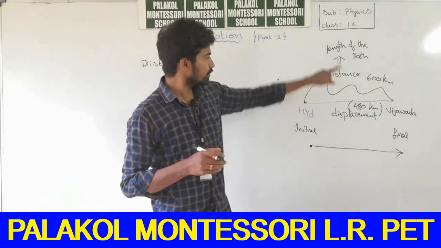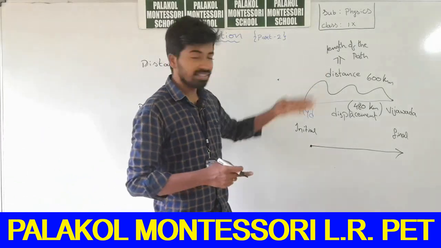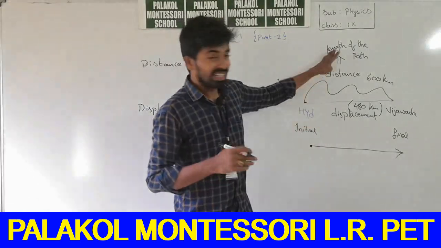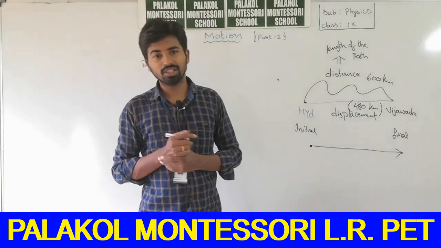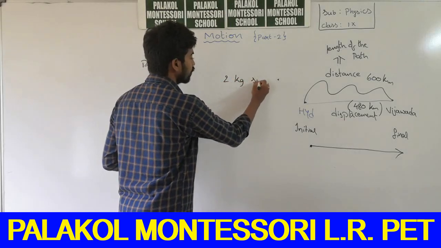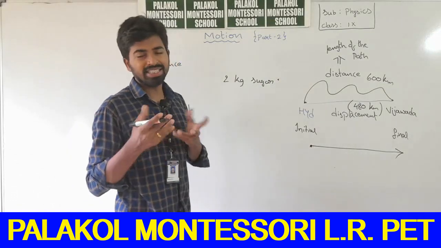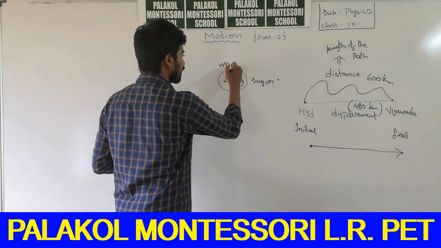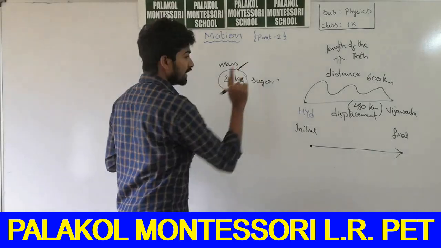Length is a physical quantity, mass is a physical quantity, time is a physical quantity, distance is a physical quantity. Speaking about direction for some physical quantities will be meaningless. For example, I have 2 kgs of sugar. What is the direction of this 2 kgs of sugar? It is meaningless, because 2 kgs is nothing but mass.